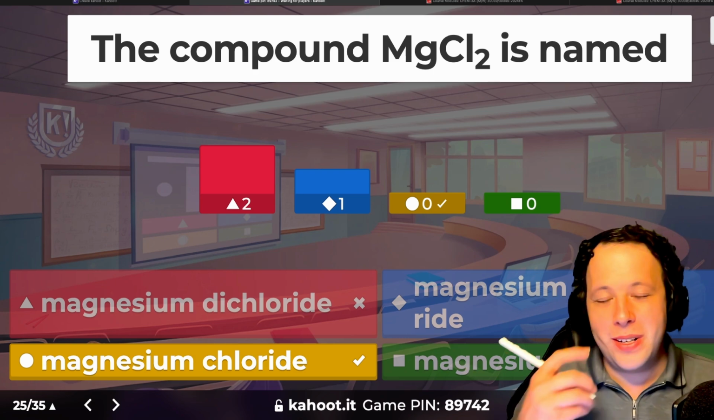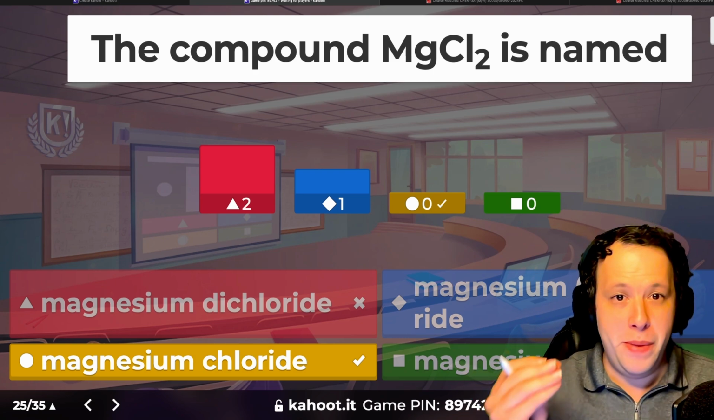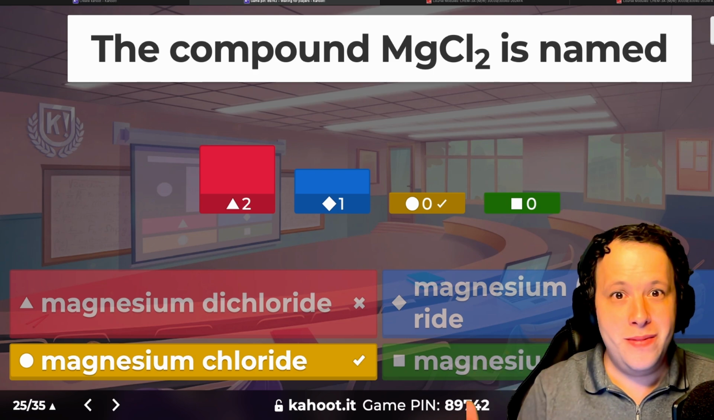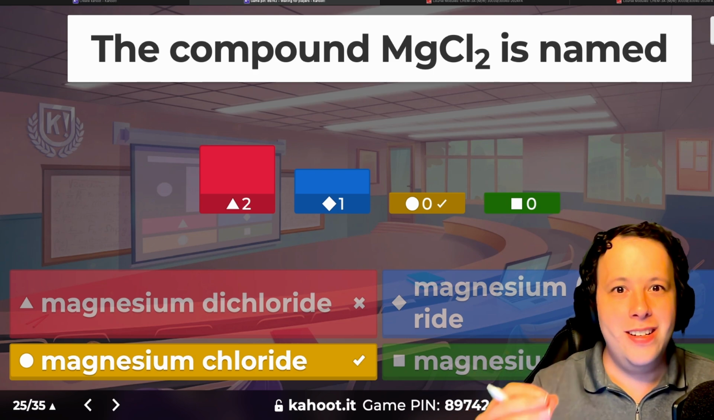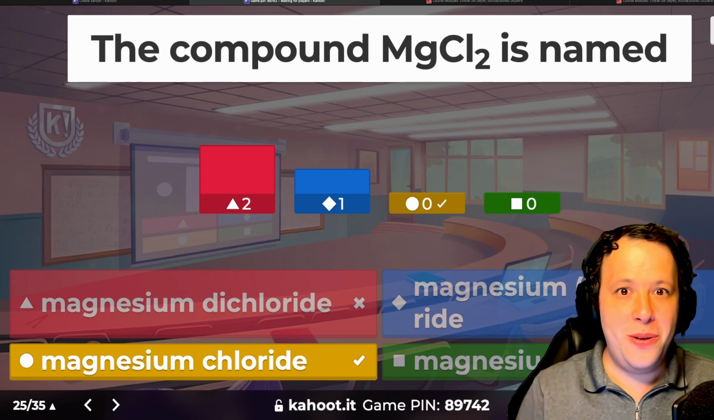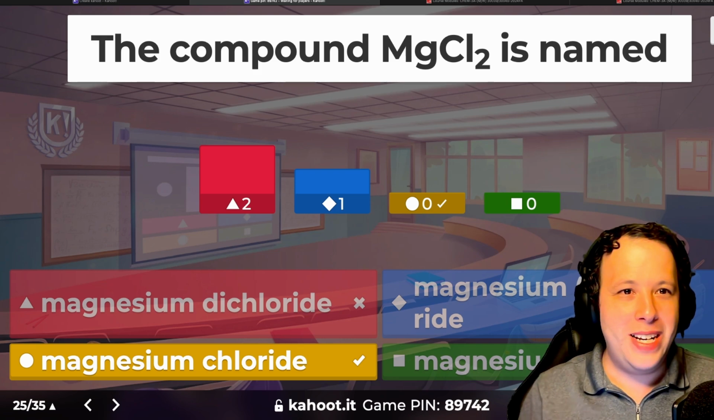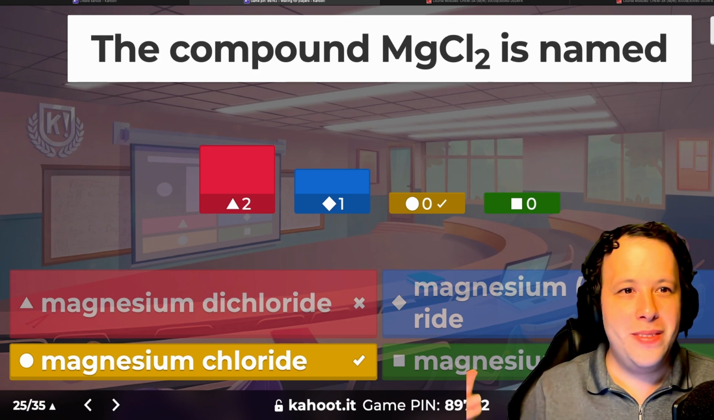So with this one, whenever we name an ionic compound, we have a metal and a non-metal. Magnesium is our metal. It's our cation. It's named first, so we say magnesium. And being that it's bound to the anion, chlorine, the ending changes to chloride. So magnesium chloride would be the correct answer.